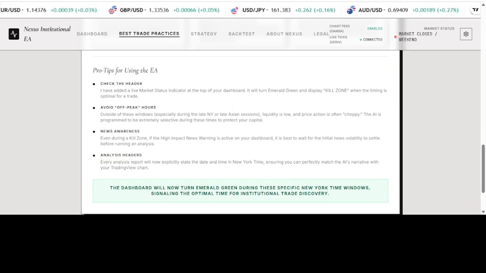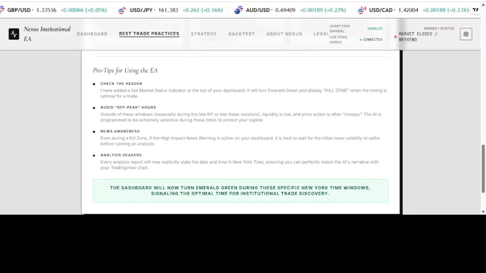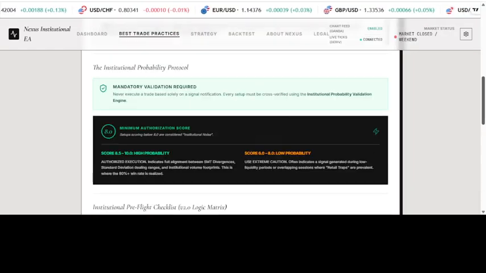It also gives you a news awareness feature. If there's some kind of high impact news occurring, which usually occurs in the mornings, anywhere from 8:30 a.m. Eastern Standard to 10 o'clock, you want to avoid trading when there's any sort of high impact news. So yeah, the dashboard will show emerald green during the specific New York time windows, signaling the optimal time for institutional trade discovery. Okay.